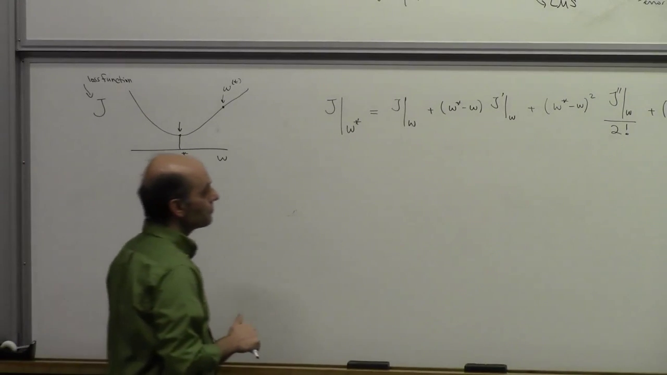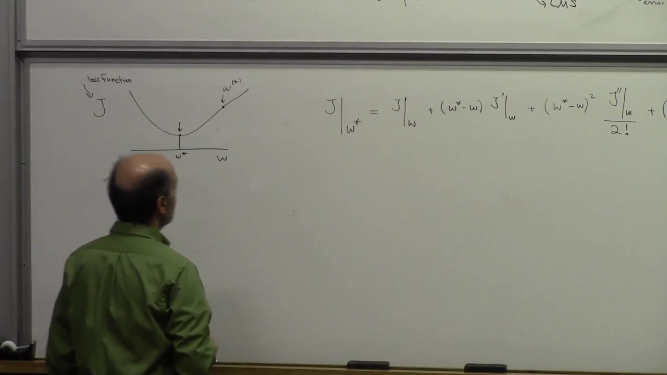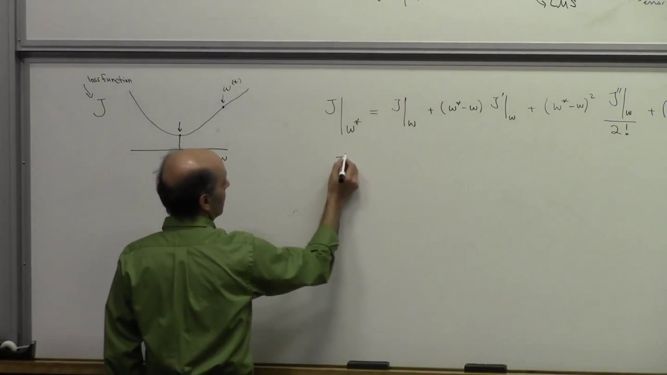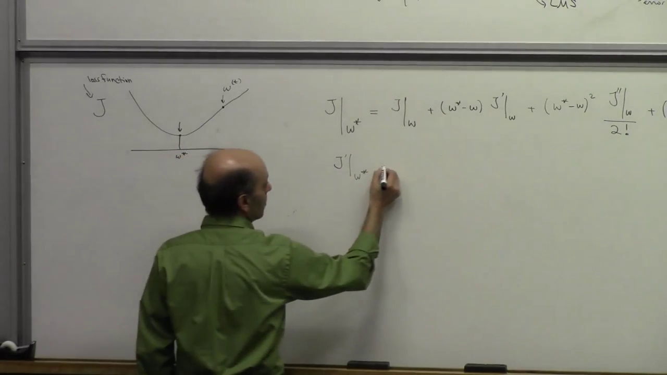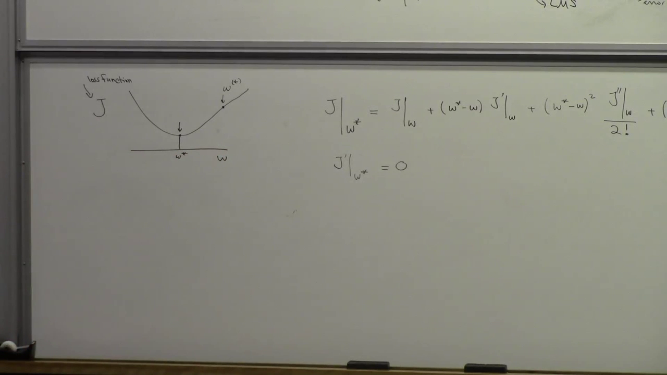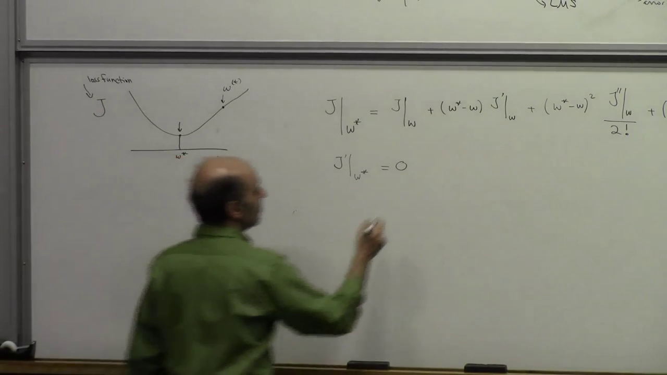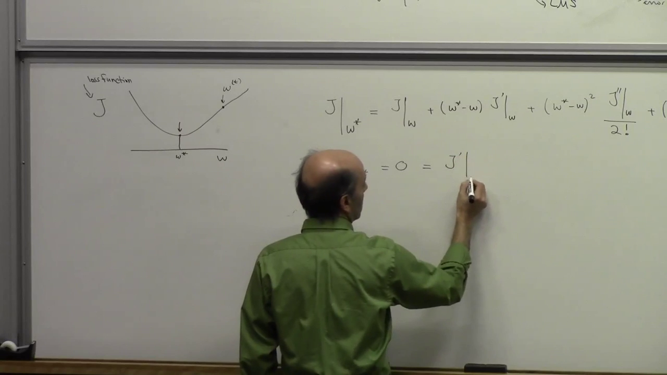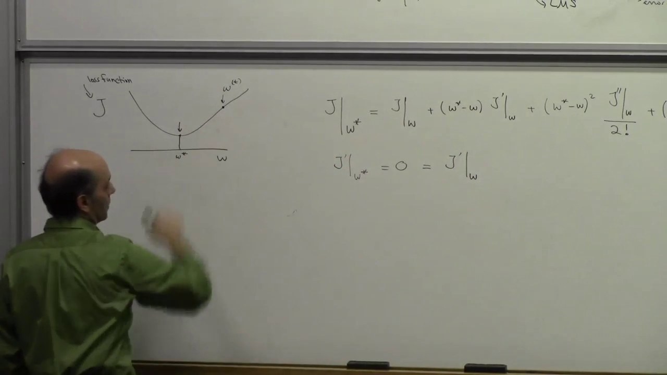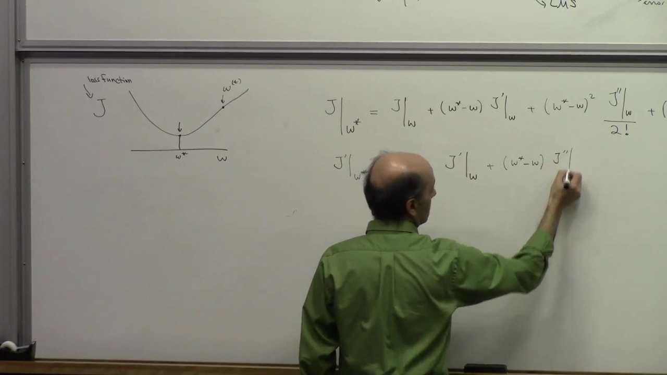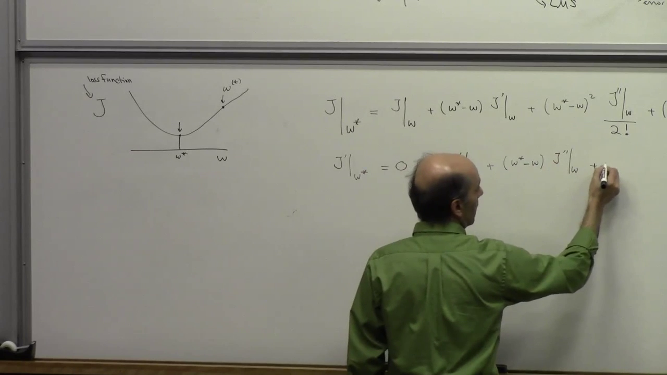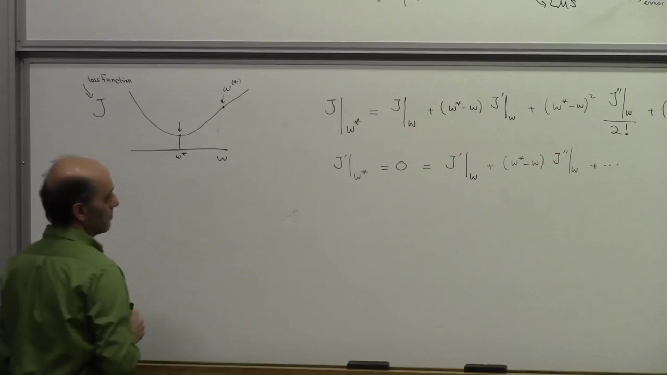All right. So I can do the same thing for the derivative of this function here. The derivative of j evaluated at w star, of course, is going to be 0, right? Because I'm at the minimum of this function. So the first derivative is going to be 0 at that location, by definition. I'm at the best place that I can be. I'm at the bottom of this bowl. That's equal to j prime at w, the first derivative at this location, plus j double prime at w, plus the higher derivatives.